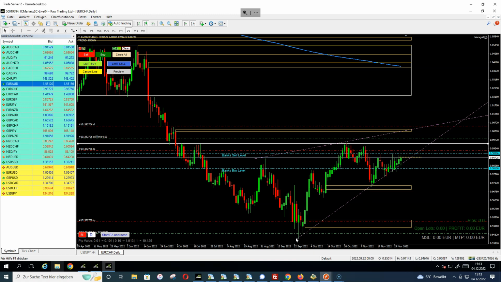You can see so far the price stayed above this weekly trend line. If the price breaks this weekly trend line and stays below it for 1 or 2 days, then we should look more for sell trades on the Euro Swissy. So far it's a clear up move.